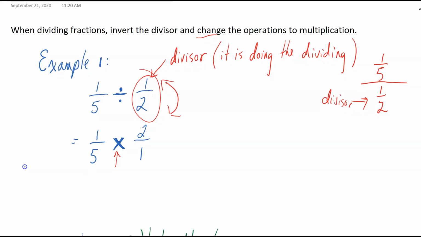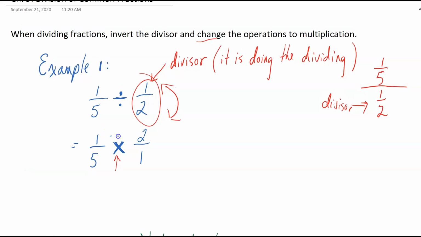When you're multiplying fractions, you multiply the numerators together. So this will be 1 times 2, 2, and 5 times 1. The denominators get multiplied together. And so therefore 1/5 divided by 1/2 is equal to 2/5.